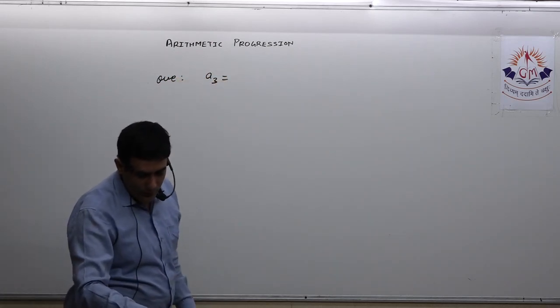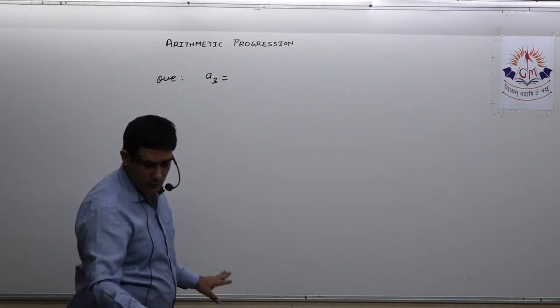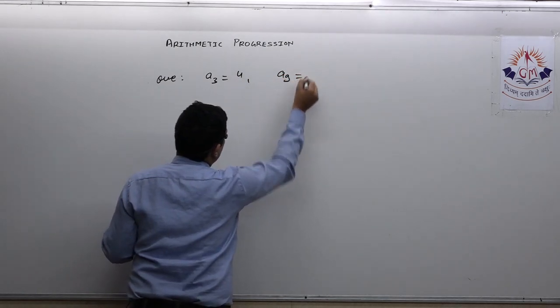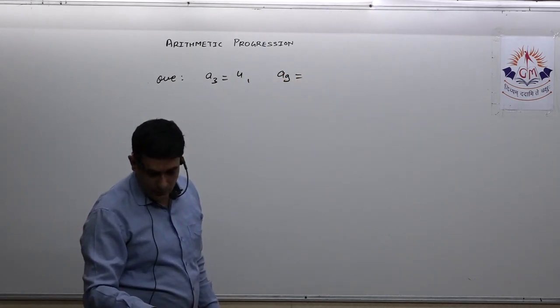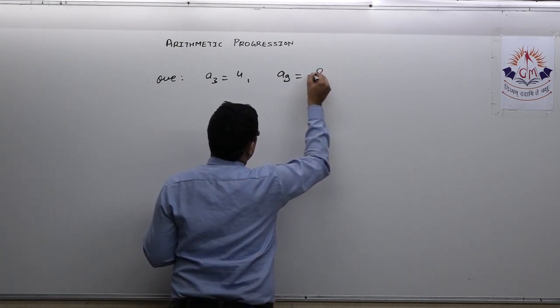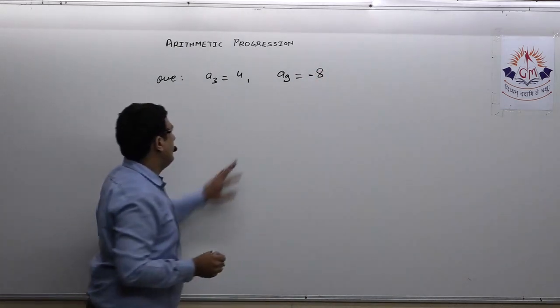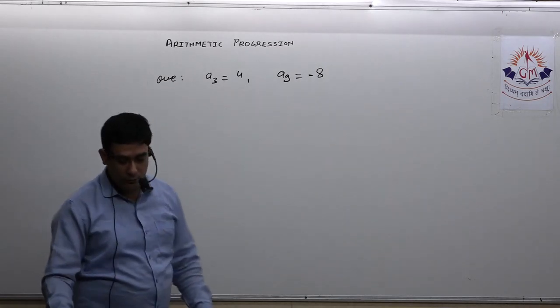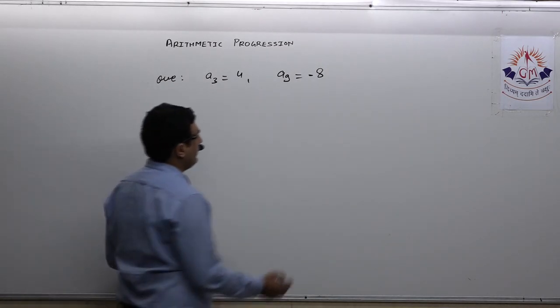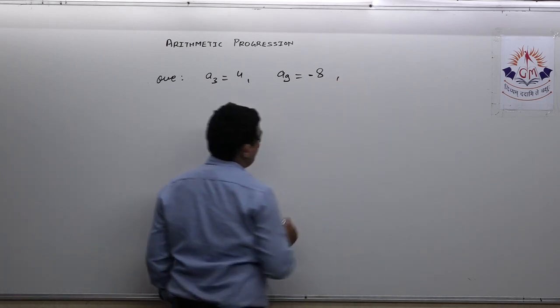The third term and the ninth term of an AP are 4 and minus 8. Third term and ninth term of the AP are given. Now what we have to find is which term of the AP is 0. Okay, which term of the AP is 0.